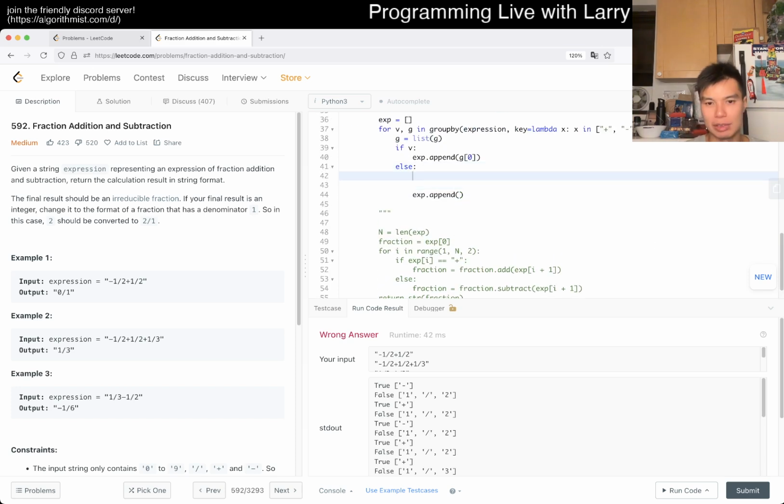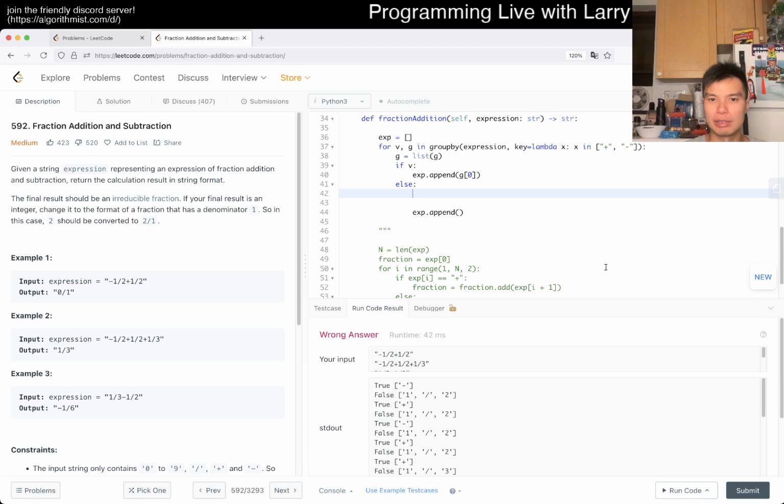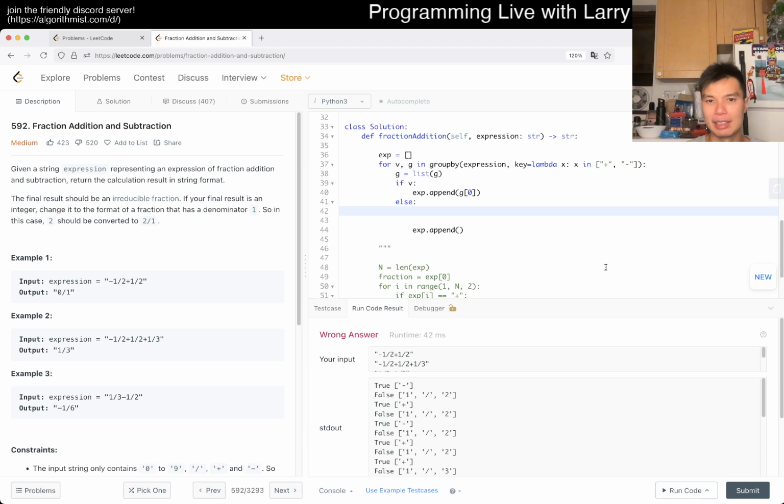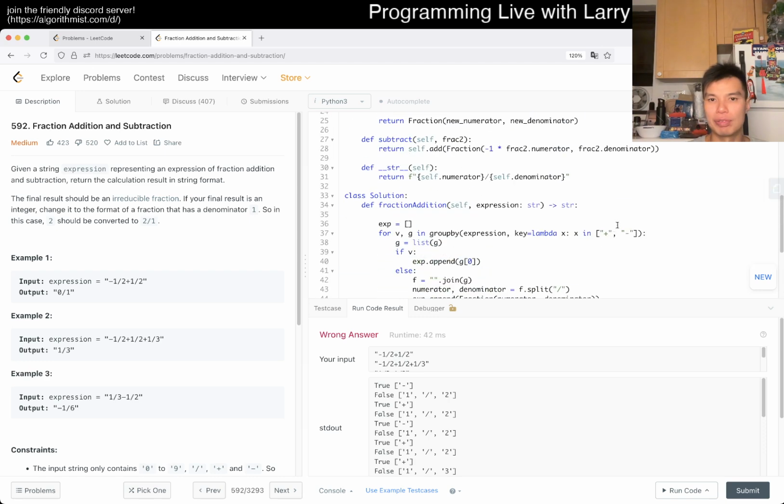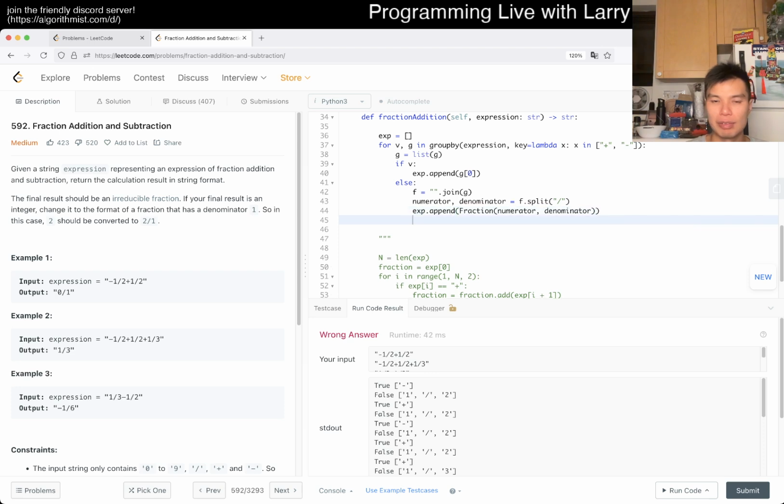So then now, if it's a fraction, then we just do an easy hack, which is g dot split of, oh, actually not, it's join g, which will give us the string. So the fractional string, and then now we split it by the slash, which gives the numerator and denominator, right? And then just a new fraction of numerator, denominator, and then we can append this. And then now we have the expression thing that we have here, basically, except for the first thing, right? So we have to check expression of 0.